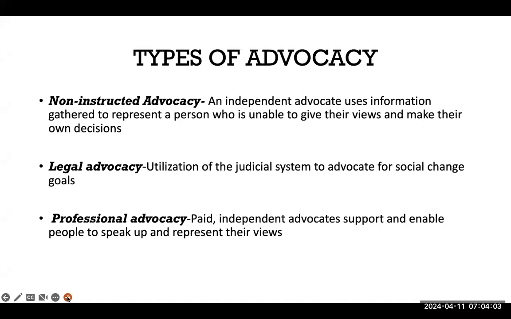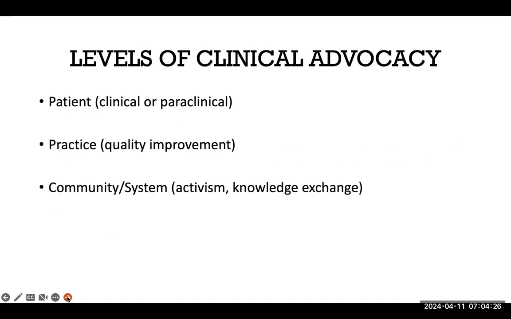That's where an independent advocate uses information gathered to represent a person who is unavailable to give their views and make their own decisions. Legal advocacy is utilization of the judicial system to advocate for social change goals. Then professional advocacy, that's paid. Independent advocates support and enable people to speak up and represent their views. Those are the types of advocacy.